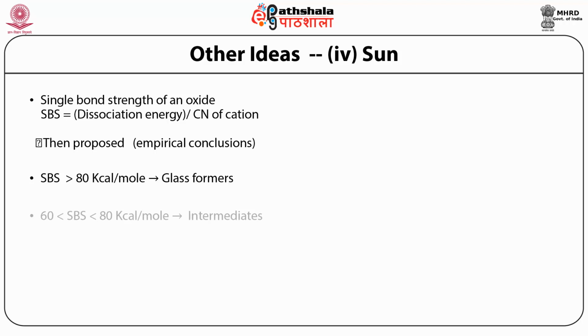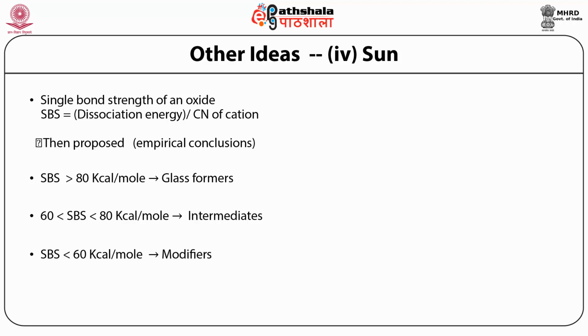Whereas if the single bond strength is between 60 to 80 kilocalories per bond, then the element is an intermediate. Whereas if the single bond strength is less than 60 kilocalories per bond, then the element is a modifier. These various models have helped in determining the ability of an oxide to form a glass and so are useful.